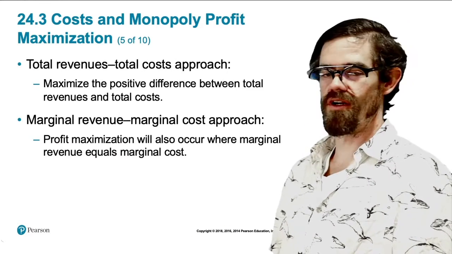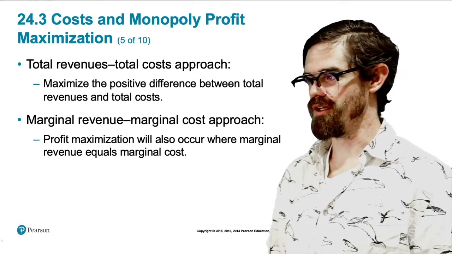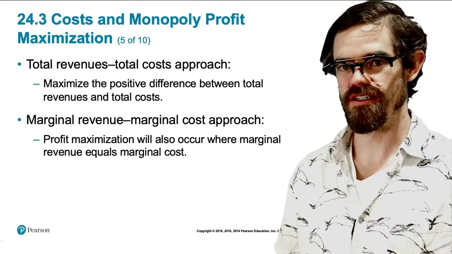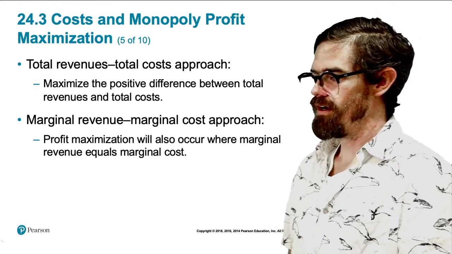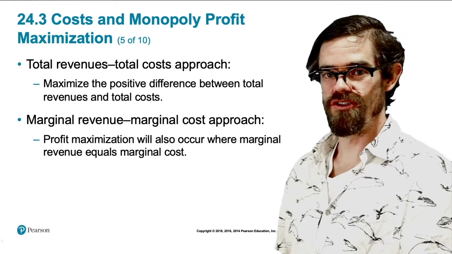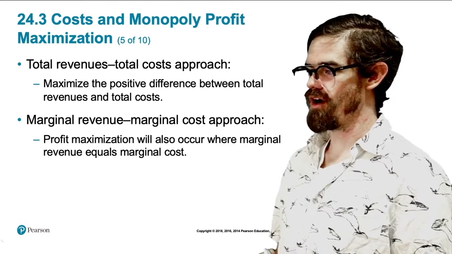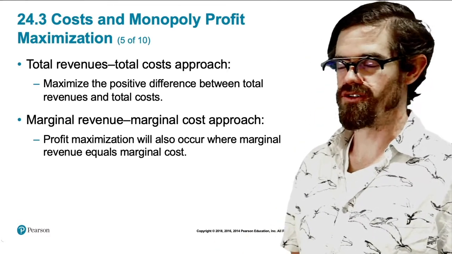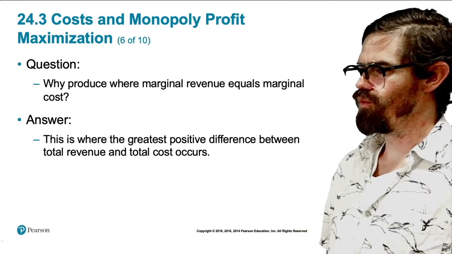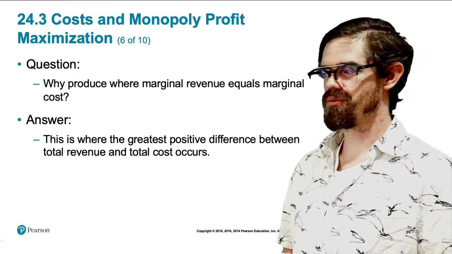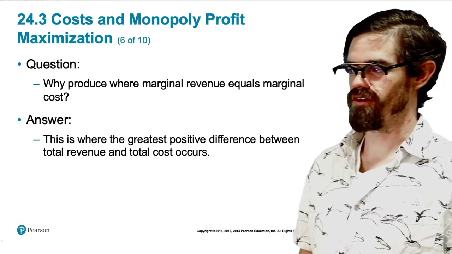So using the total revenues, total cost approach, the firm is just trying to maximize the positive difference between total revenues and total costs. So we've already seen this actually. We've actually seen both of these with perfect competition. So this should just be a review for you. So that's one approach. The other approach, using marginal revenue and marginal cost, is looking for where these things are equal, right? So profit maximization also occurs where marginal revenue equals marginal cost. So why produce where marginal revenue equals marginal cost? As it turns out, this is exactly where the greatest difference between total revenue and total costs occurs.